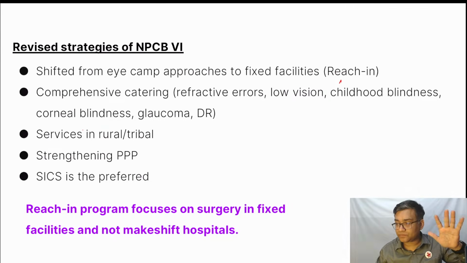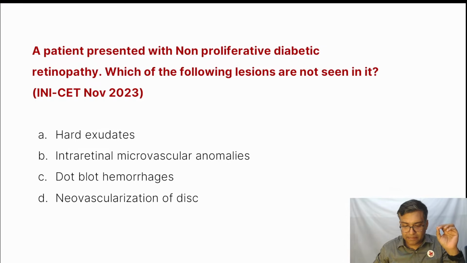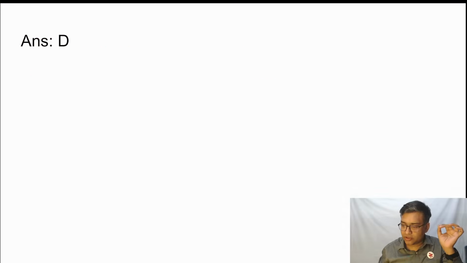Is it clear, everyone? Okay, so the next question is a patient presented with non-proliferative diabetic retinopathy. Which of the following lesions are not seen in it? So what they have asked is about the difference between the various manifestations of the PDR, that is the proliferative diabetic retinopathy, and NPDR, that is the non-proliferative diabetic retinopathy. Okay, very important image based question. So your options here are hard exudates, intraretinal microvascular anomalies, dot blot hemorrhages, and the neovascularization of disc.